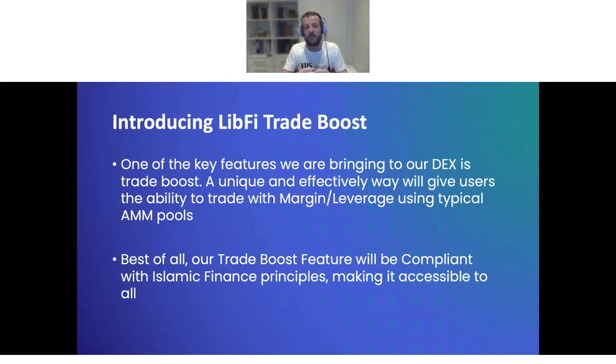One of these features that we're creating is called Trade Boost, which is a unique way we've developed that will enable users to trade with margin and leverage using typical AMM pools. And that's really exciting, because it's not using perpetuals, it's not using synthetics, it's using the actual AMMs. It's trading with margin and leverage like you would in a traditional stock market, on a traditional exchange like Interactive Brokers, where you physically are buying the actual assets. It's not a representation of it.